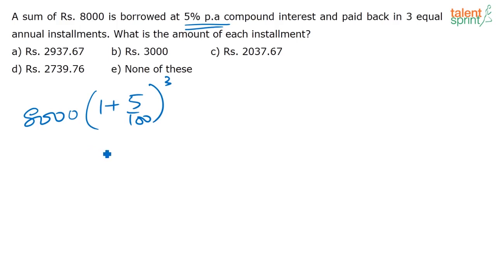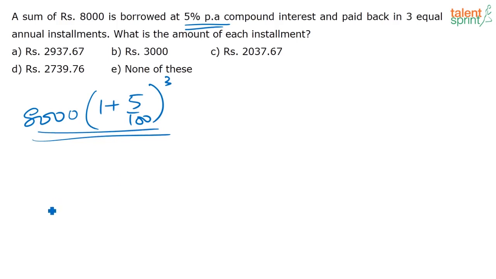So this is the thing you have to keep in mind before solving the question. The installments that you pay should equate to this value: 8,000 into (1 plus 5 by 100) the whole cube. Now let us look at the installment part. This is what I need to get back: 8,000 into (1 plus 5 by 100) the whole cube.